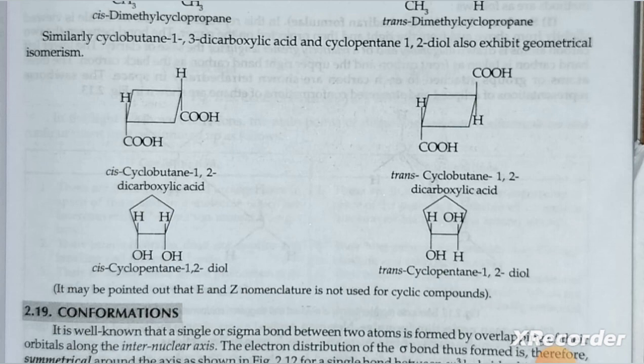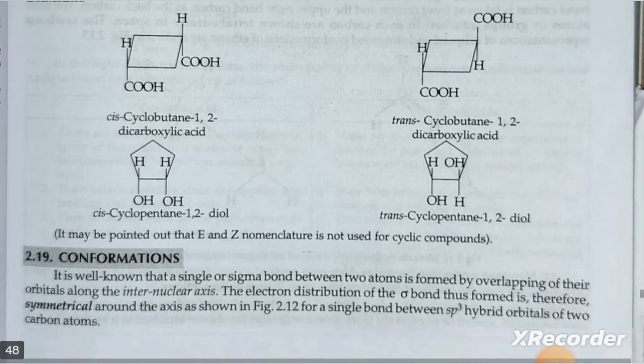Cis-cyclobutane 1,2-dicarboxylic acid and trans-cyclobutane 1,2-dicarboxylic acid. Cis-cyclopentane 1,2-diol and trans-cyclopentane 1,2-diol. It may be pointed out that E and Z nomenclature is not used for cyclic compounds.